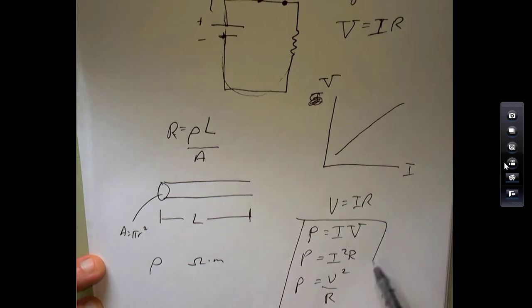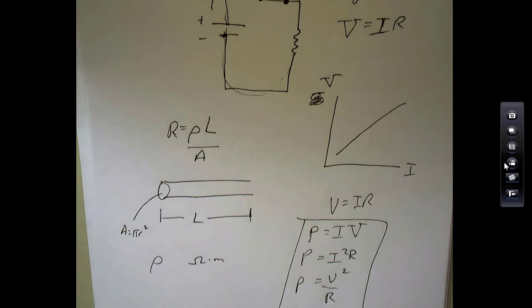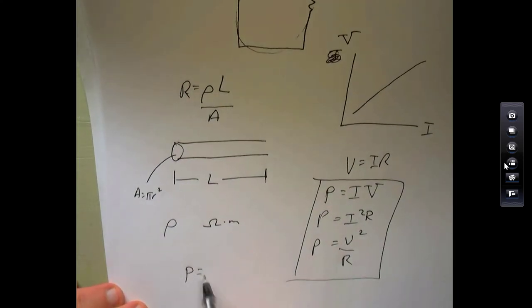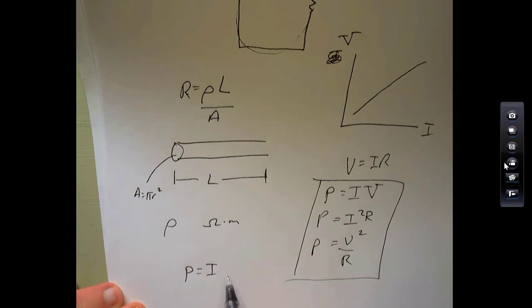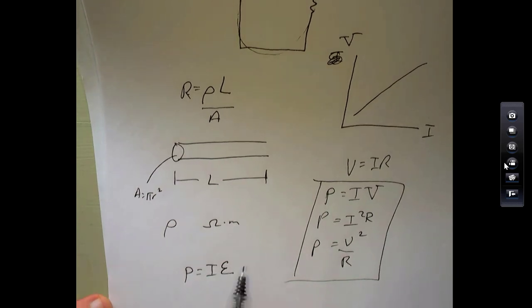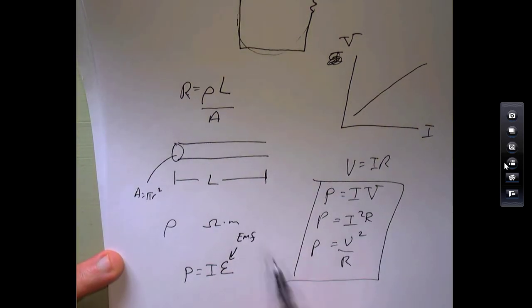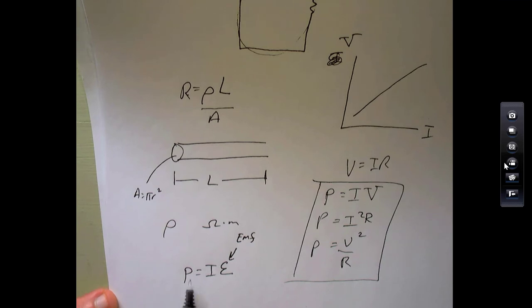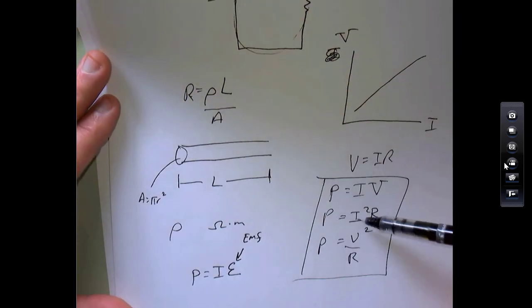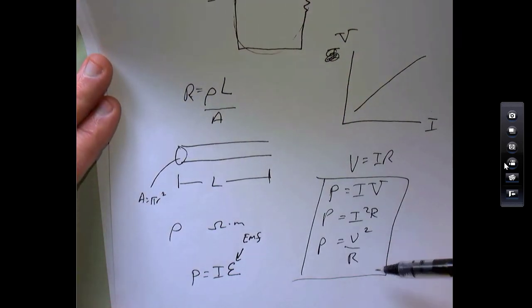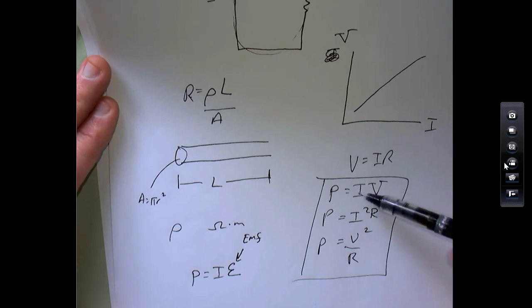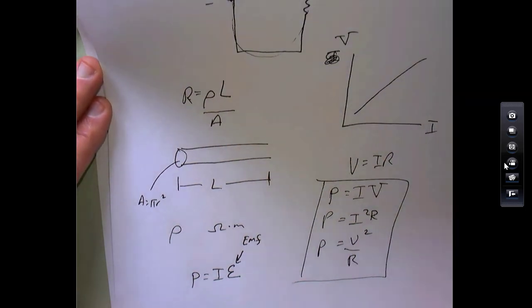You've seen these before. The power delivered by the battery would be the current times the voltage. If it's a battery, we usually write it as EMF, which just means the voltage of the battery. So the power delivered by the battery is the current and the voltage. The power dissipated in the resistor would be I squared times R, or V squared over R. Or, if you know the voltage across the resistor, multiply it by the current.